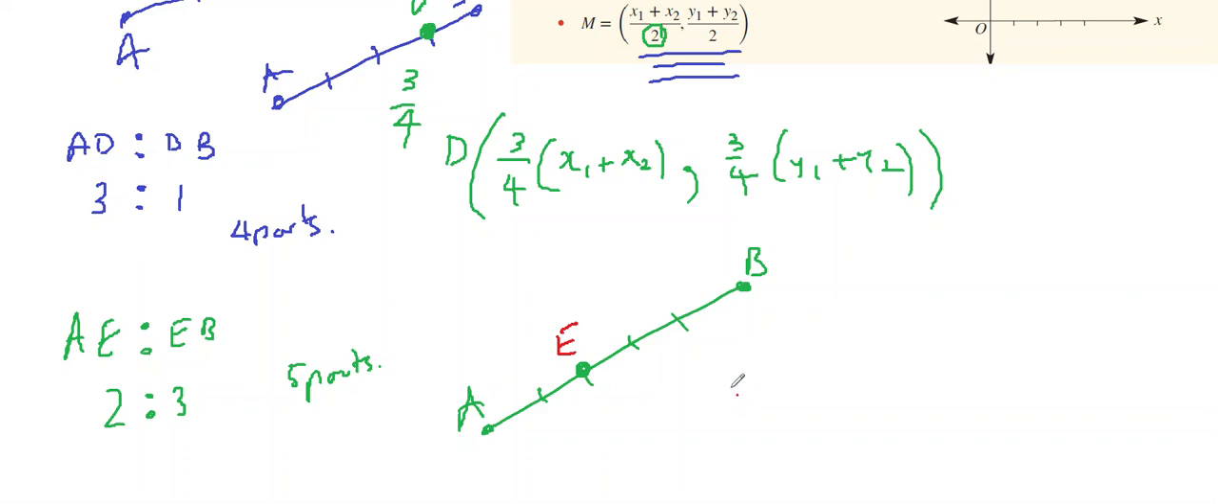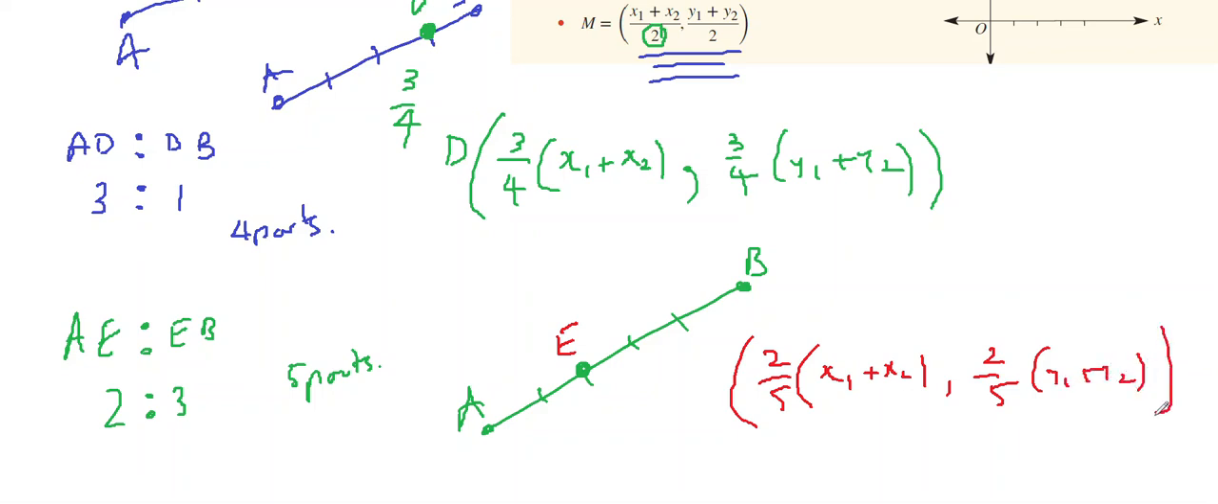So the coordinates of E will be 2/5 the way along. So 2/5 of x1 plus x2 and 2/5 of y1 plus y2. So count up the number of parts between A and B and then work out what fraction we have.